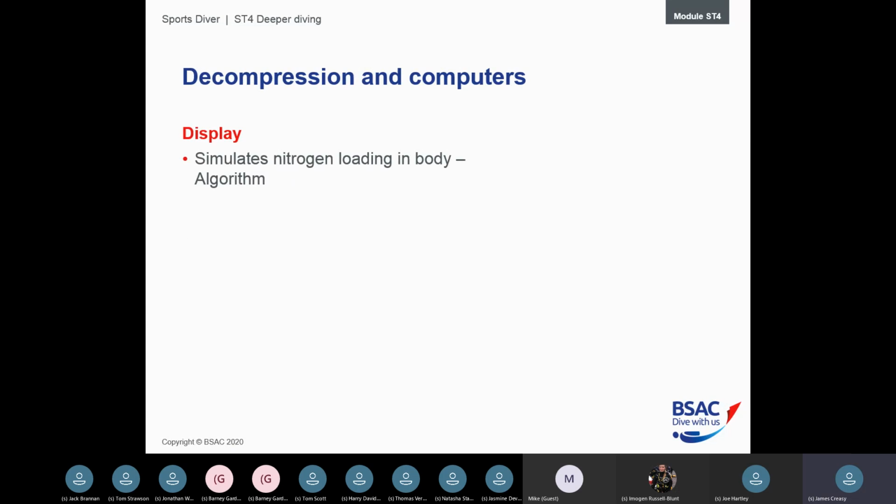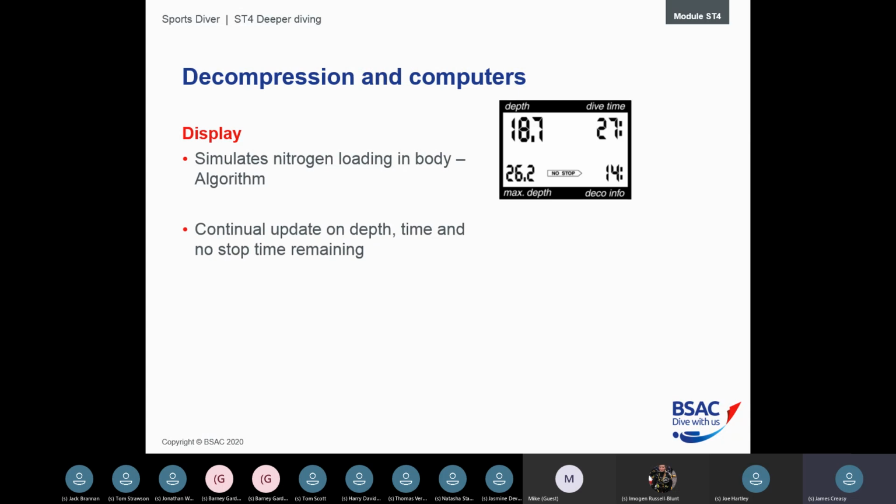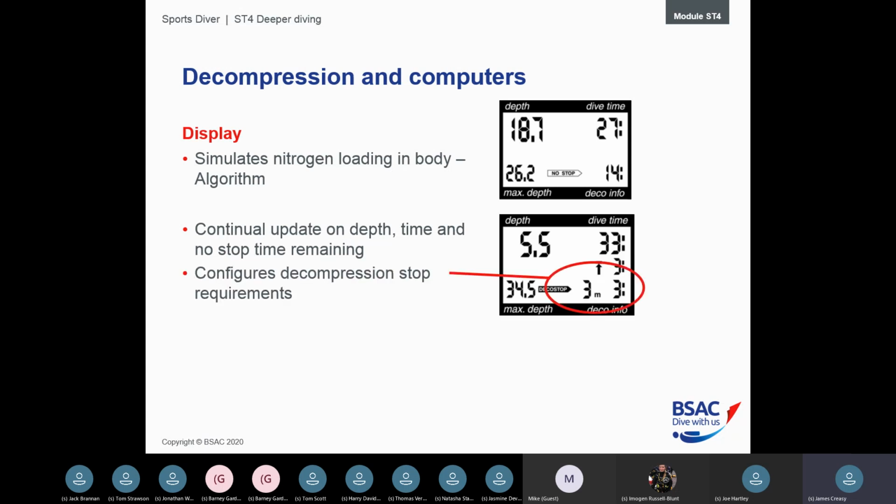So when you're decompressing, it simulates the nitrogen loading into the body when you're descending, and then it continually updates it, and it updates your no stop time. So it will then configure your decompression stop requirements. Now, because it's continual, say at Stoney, you go all the way down to a hydro box, 35 meters, and you only spend a couple of minutes there, and then you come up to the 20 meter shelf. Your plan from the tables, you'll have said 35 meters, and therefore it will have a much longer decompression stop.